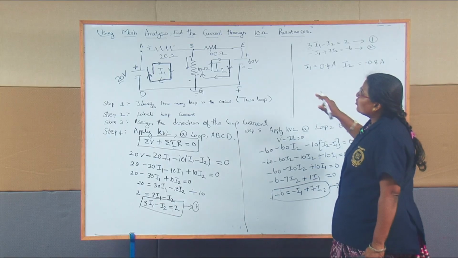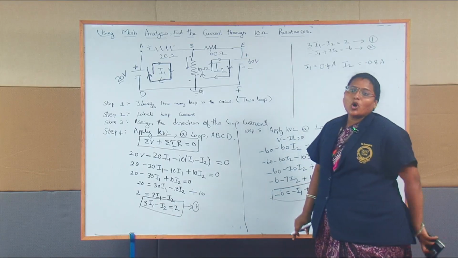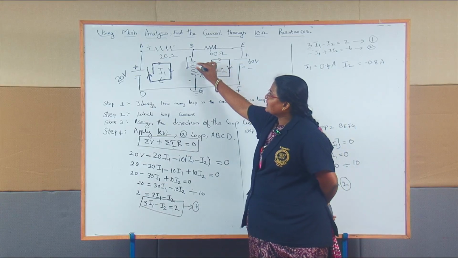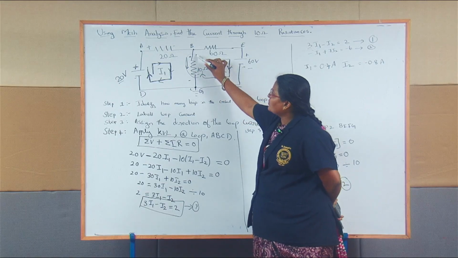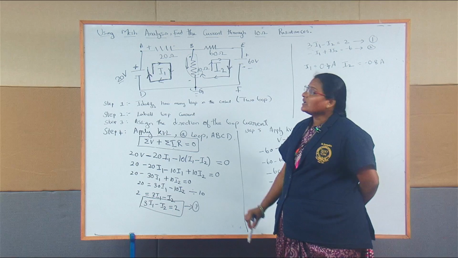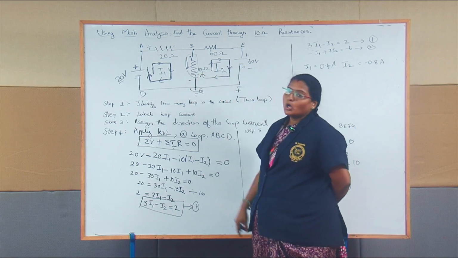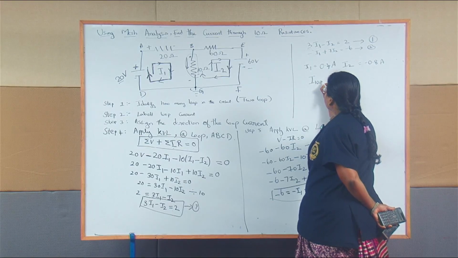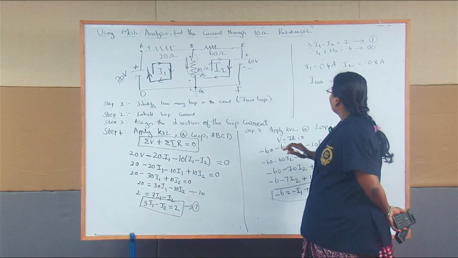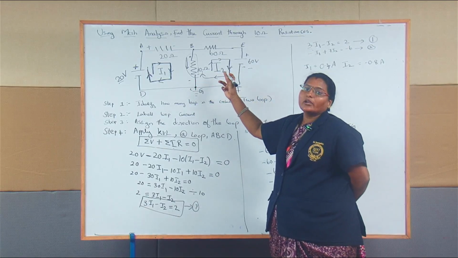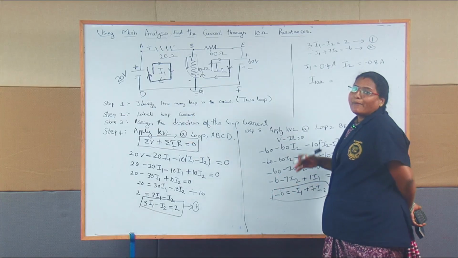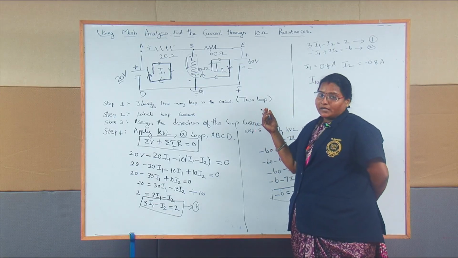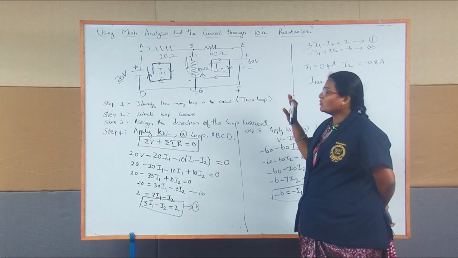So they asked what is the current flowing through the 10 ohm resistor. In this circuit, the 10 ohm resistor is here. This is your 10 ohm resistor. It is a dependent resistor, shared by both the loops. So you have to write the current flowing through the 10 ohm resistor equal to I1 minus I2, or you can go with I2 minus I1. The magnitude will be the same, only the direction will differ. We need not bother about the direction. If the magnitude is the same, your answer is correct.